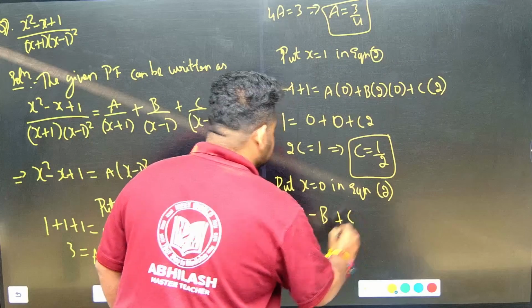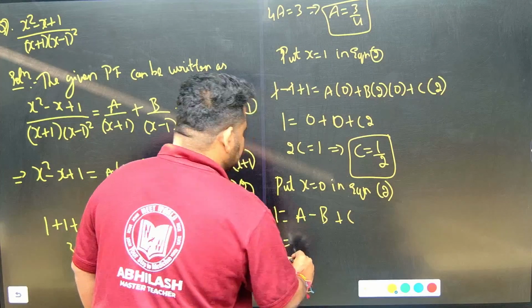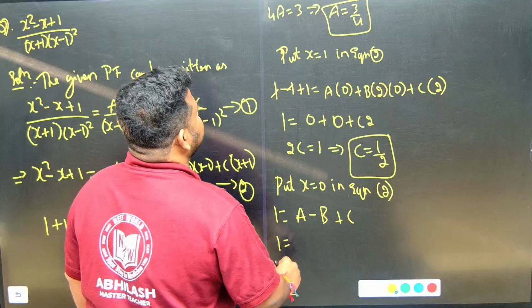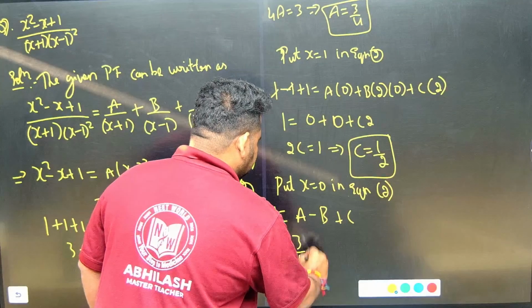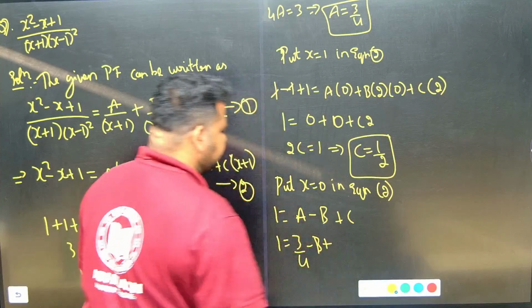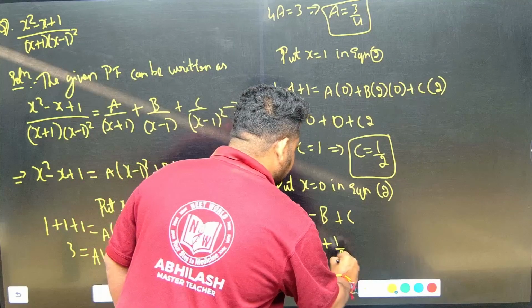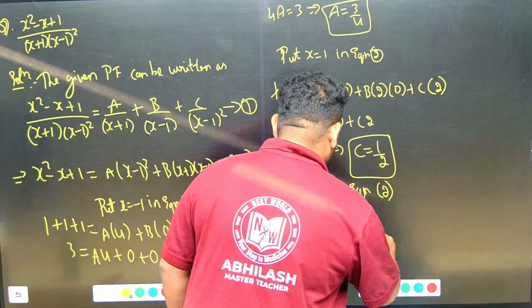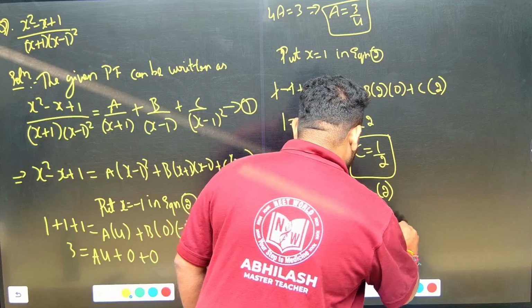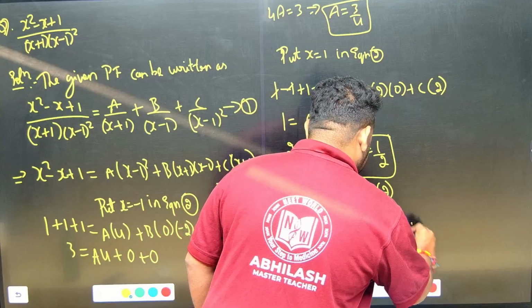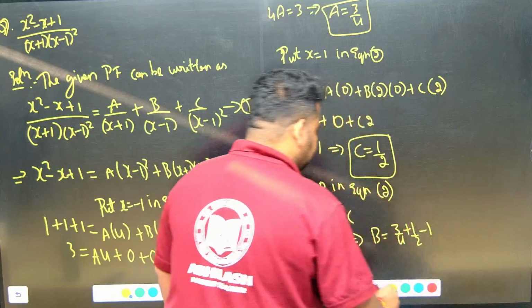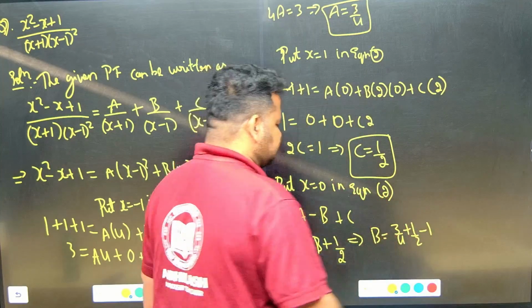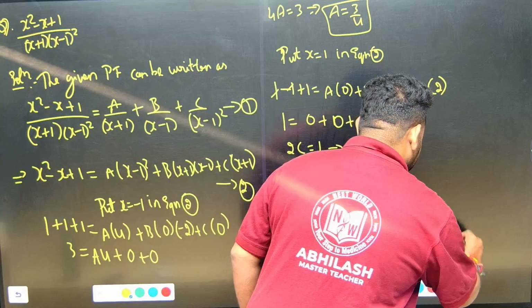I will write it like this. Now, 1 is equal to, what is the value of a we are having? A value is 3 by 4. Minus b plus, c value is 1 by 2. This implies I can send b to the LHS. This will become b is equal to 3 by 4 plus half minus 1. Plus half minus 1 is minus half. This implies 3 by 4 minus half.